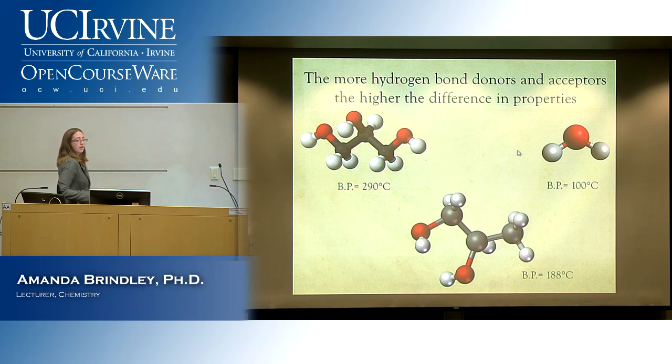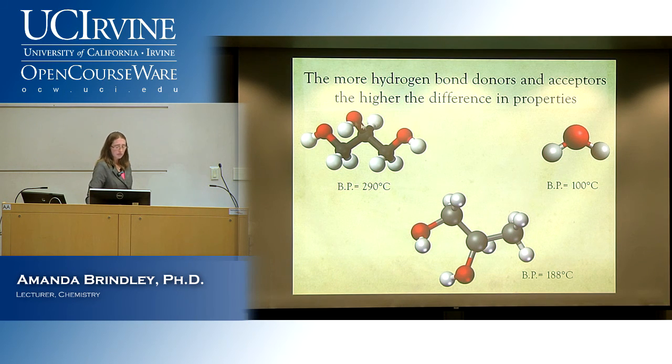Okay. The more hydrogen bond donors and acceptors you have, the higher the difference in properties. So this is what I was talking about in that last little section. I just want to talk about it a bit more. So here we have some ball and stick models, where all of these gray areas are your carbons, so carbon, carbon, carbon, carbon, carbon, carbon. And then the reds are your oxygens, and the whites are your hydrogens. All right. Just a different way of representing molecules that I thought I'd put up for you to see.